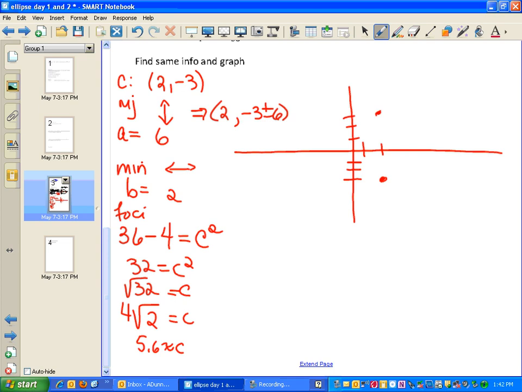And I'm going to go down 6. The y is going to change. Yes. So that means I'm going to get 2, -9, and 2, 3, because I'm going to simplify those values out.